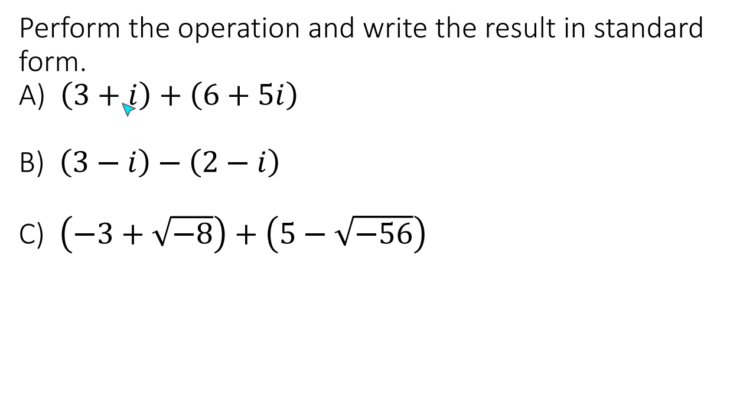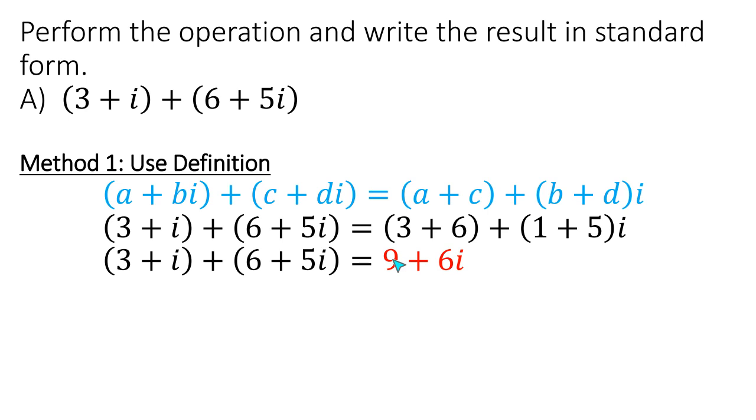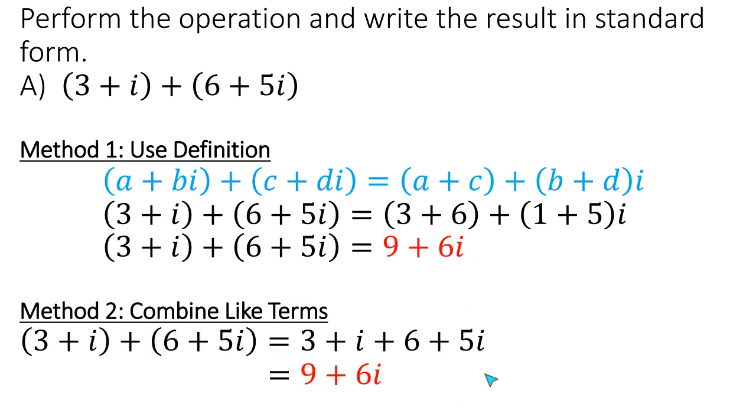Here we want to add 3 plus i plus 6 plus 5i. By definition, it's going to be 3 plus 6 and 1 plus 5, and when we simplify, we get 9 plus 6i. The other way is just combining like terms. The like terms are 3 and 6, so that's 9. And then you have an i and 5i, so that's going to be 6i.